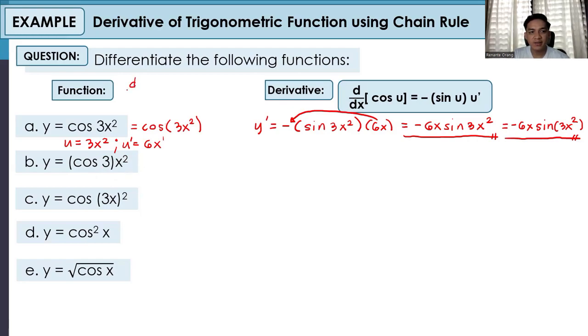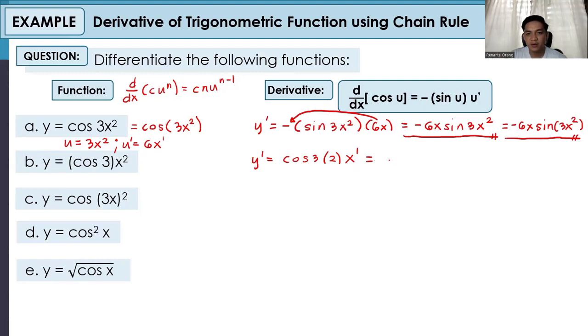So, recall natin the derivative with respect to x of a constant times u to the n is equivalent to constant n u to the n minus 1. So, y prime is equivalent to our constant, which is the cosine of 3, multiplied by our n, which is 2, multiplied by our u, which is our x, then 2 minus 1 is 1. So, rearrange lang natin, class. This is equivalent to 2x cosine of 3. This is our final answer. So, again, bawal siyang i-multiply sa loob kasi si 3 is nasa loob ng ating cosine. So, ito yung ating final answer. So, kumbaga, nilagay lang natin siya sa front.